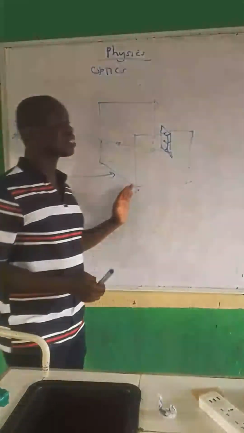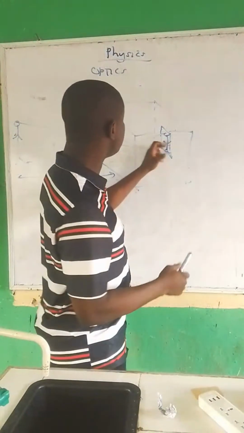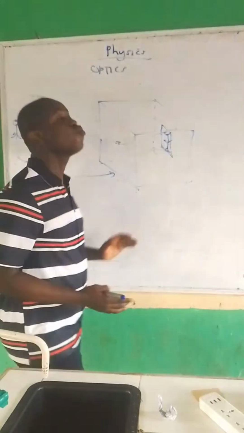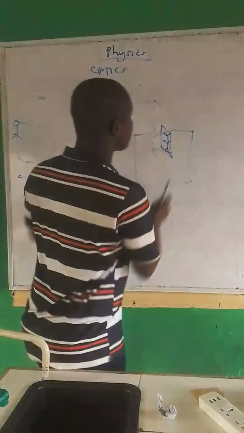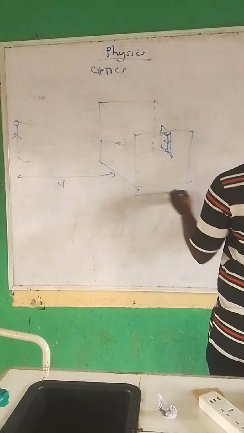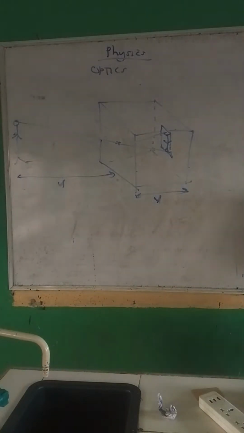The image distance is actually from the hole to the image, sorry, the photographic film, which in the pinhole camera happens to be the width of the camera, which is from here to here. It will be V. Do you understand?